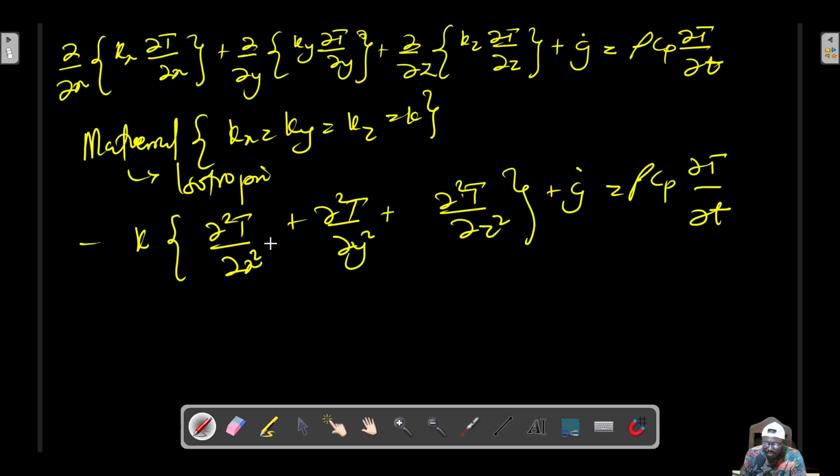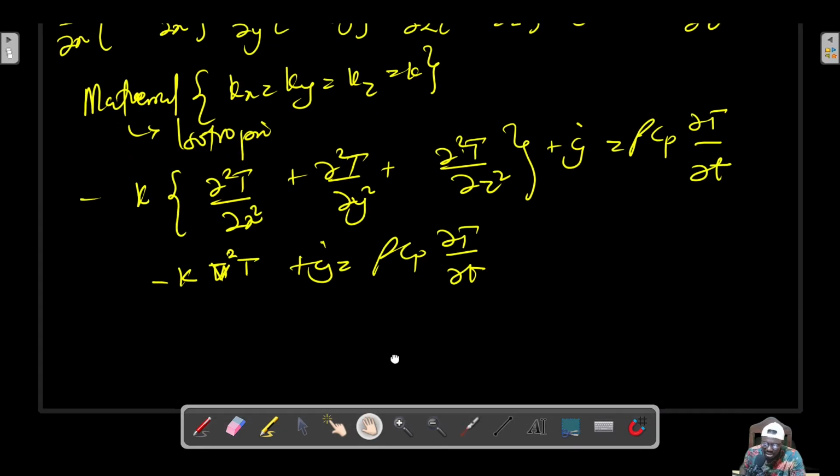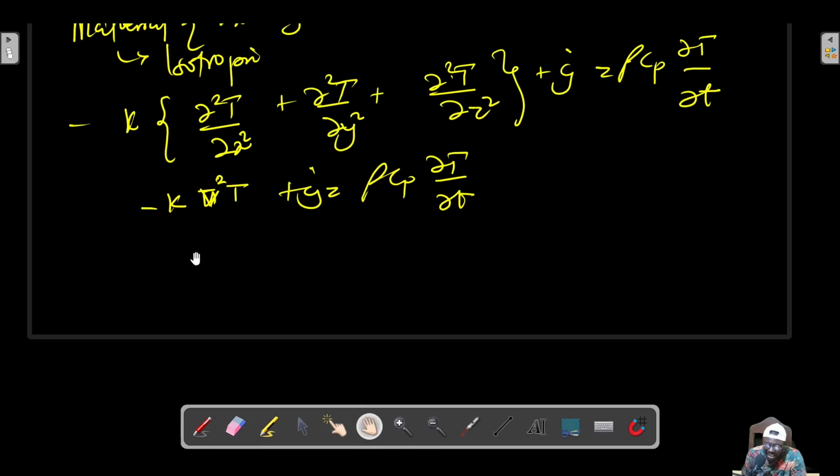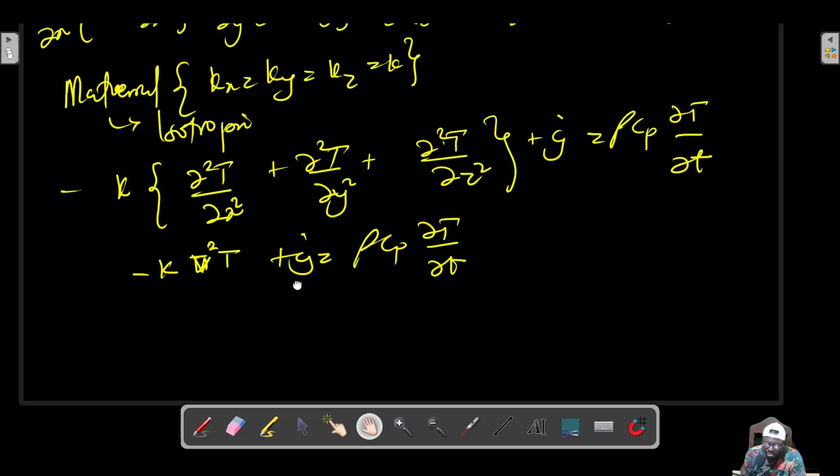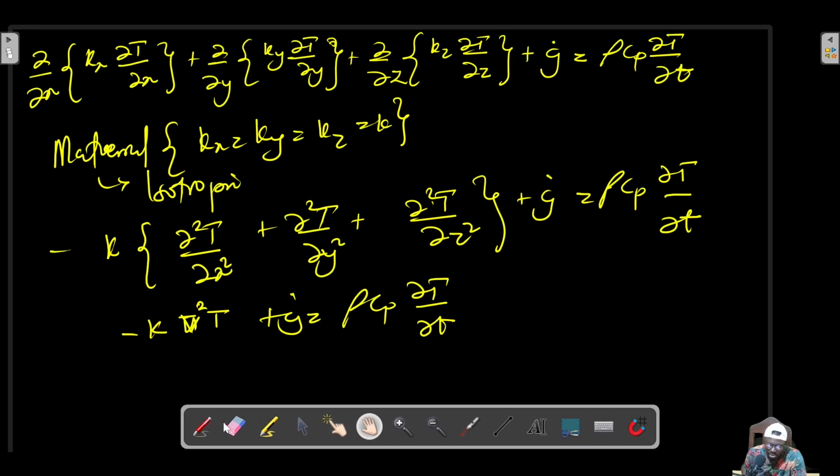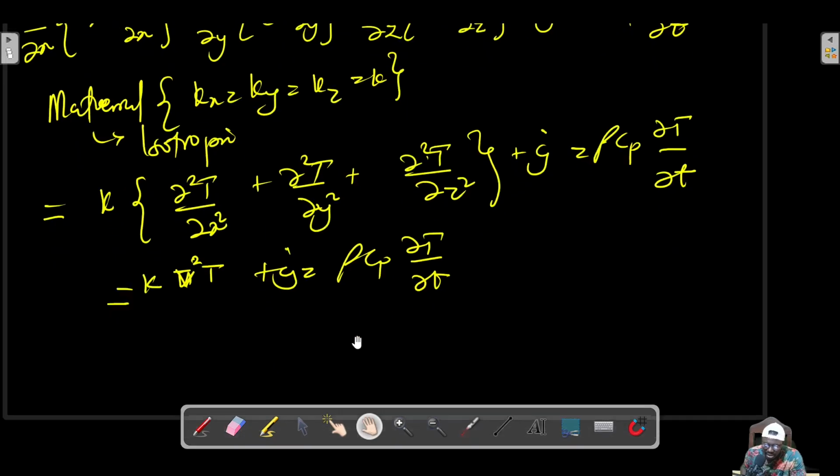Now we said that if you have something like this, what does it mean? It is basically the grad squared of the temperature field. So you can write this as grad squared T plus G dot is equal to rho Cp del T del small t. Then we divided through by K.